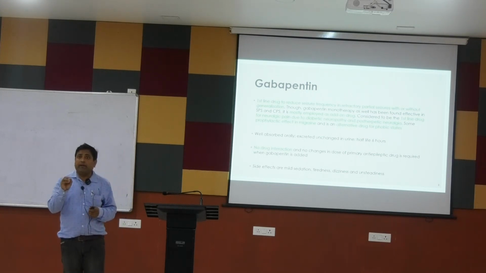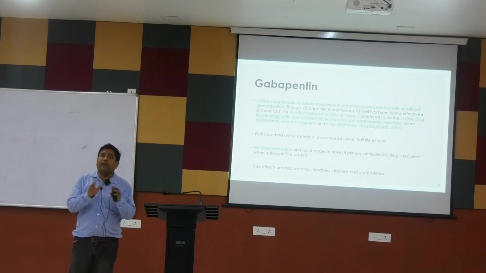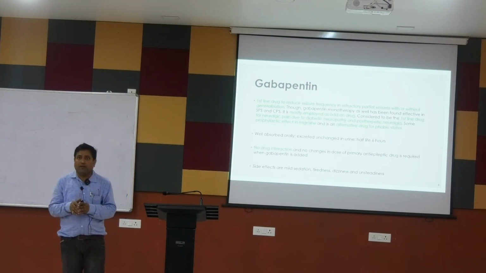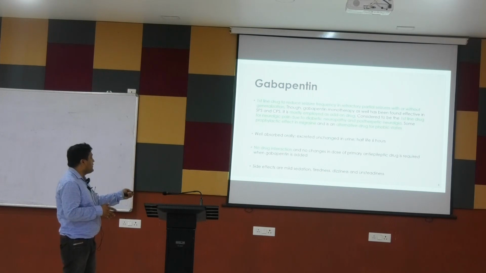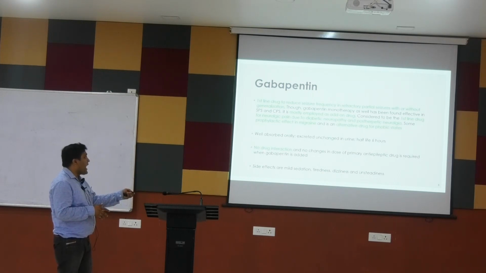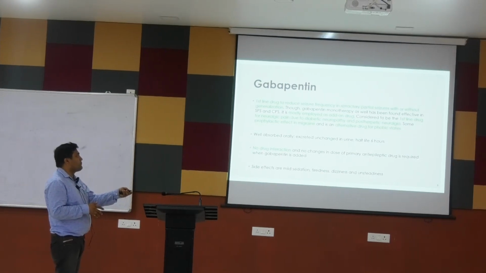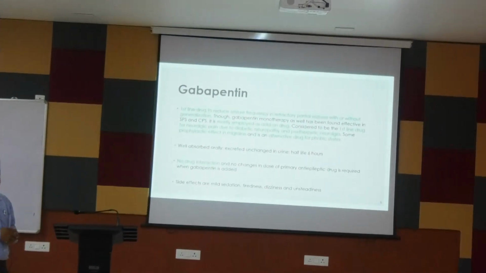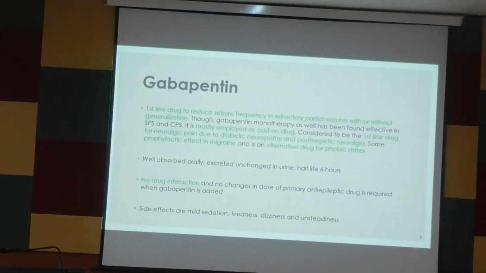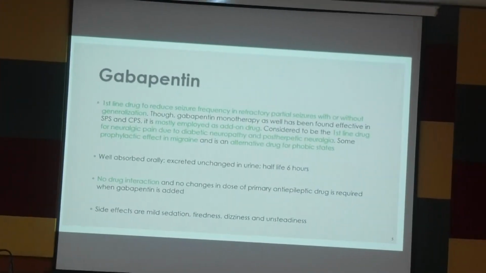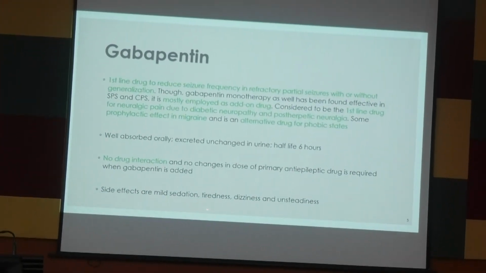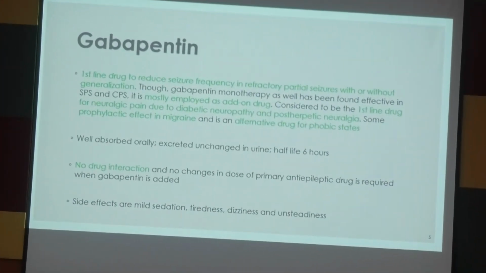Now, no drug interaction. Most of the anti-epileptic drugs show drug interaction because they influence the metabolizing enzymes, microsomal enzymes. But gabapentin does not show any drug interaction, and no change in the dose of the primary anti-epileptic drug is required when gabapentin is co-administered. Side effects: mild sedation, tiredness, dizziness, and unsteadiness.